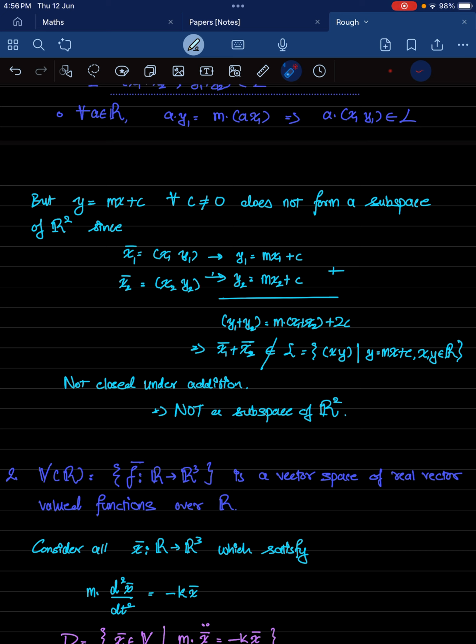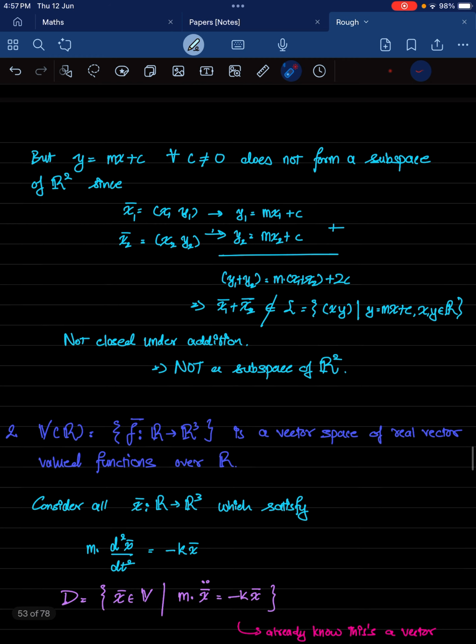So for example, if I want to find out whether (x1 plus x2, y1 plus y2) satisfies the equation, well, it does not, because y1 plus y2 is m times (x1 plus x2) plus 2c, not c, 2c. If c was 0, then we would be fine, not a problem. 2c would evaluate to 0, but in this case, since c is not 0, 2c and c are not equal, and hence the addition of these two vectors does not belong to the subset L at all. So L is just a subset, it's not a subspace.